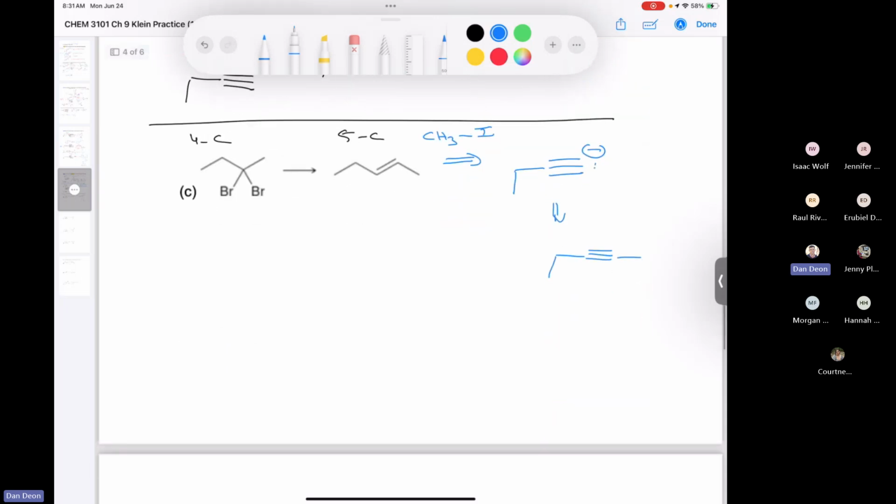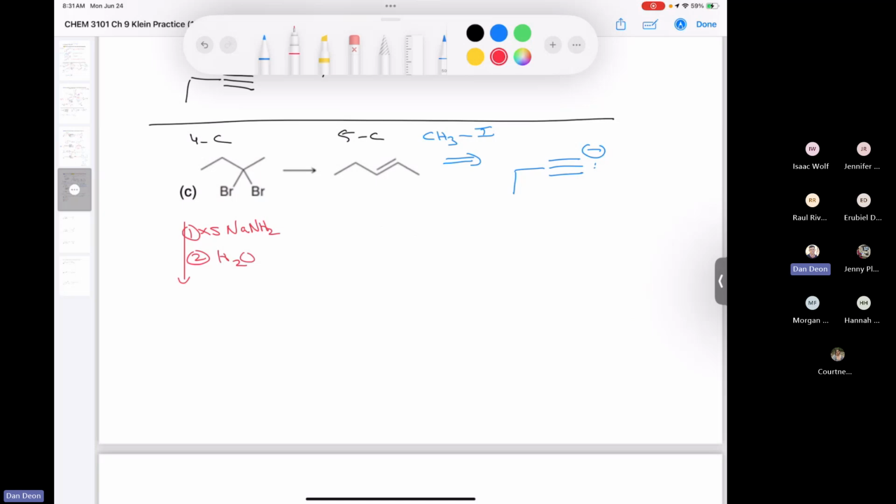I have to do the double elimination reaction. So I'm just going to get this out of the way. So first thing I've got to do is a double elimination. So I'm going to treat this with excess sodium amide.